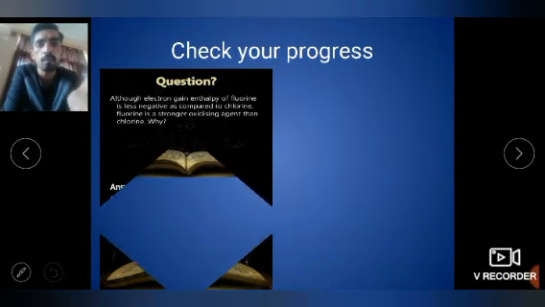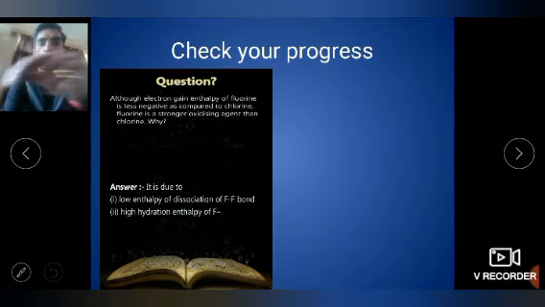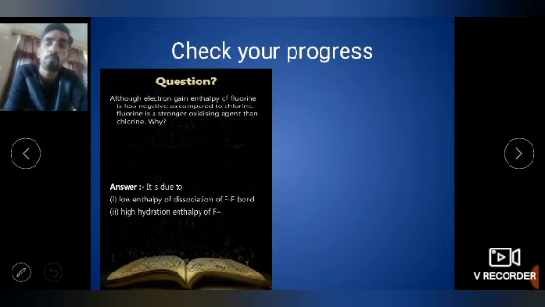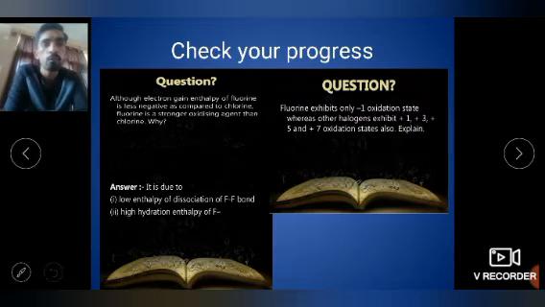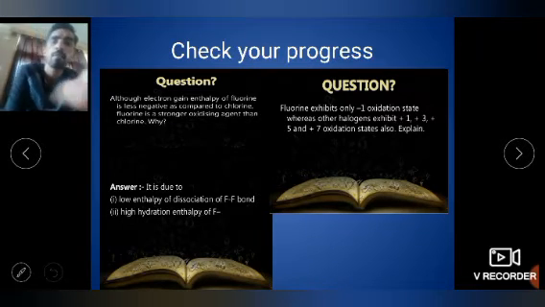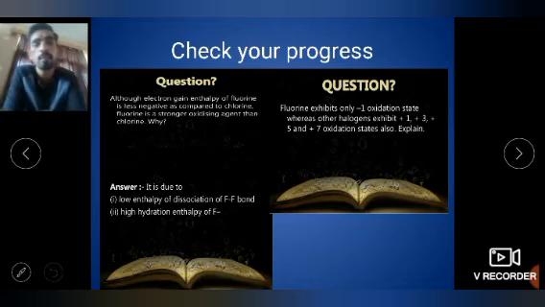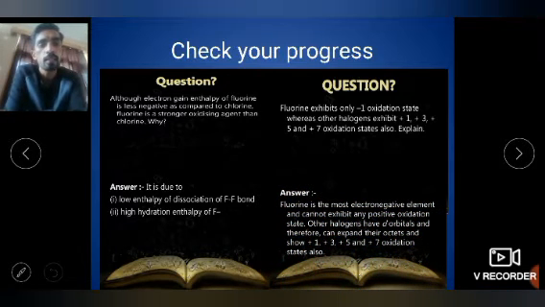So check your answer. Because of low enthalpy of dissociation of the fluorine-fluorine bond and high hydration enthalpy of fluoride. Okay. Second question: fluorine exhibits only -1 oxidation state, whereas other halogens exhibit +1, +3, +5, +7. Explain why. Here also take a little bit of time and think. Already we have done this in the previous slide. So okay, just check your answer.